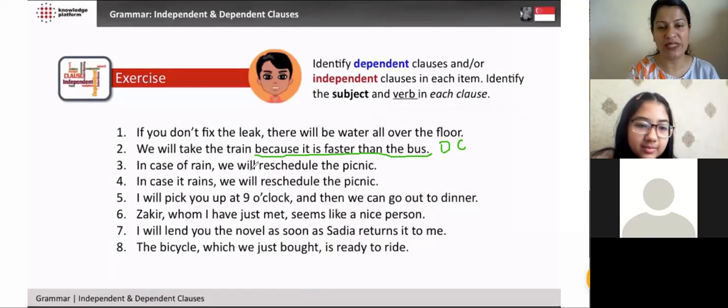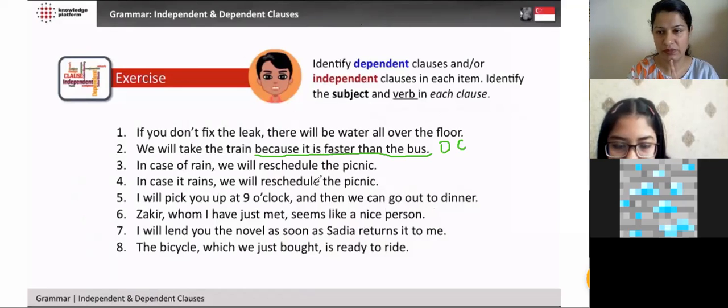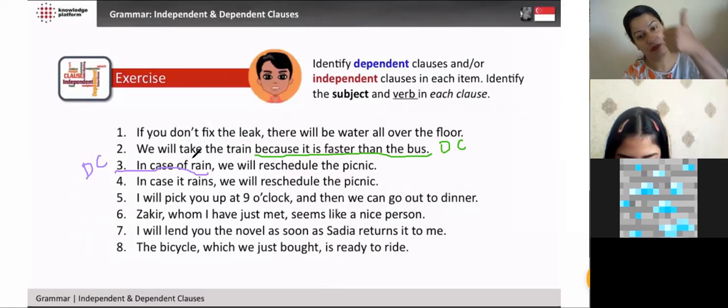In case of rain, we will reschedule the picnic. Hania, jaldi. Ma'am, can I answer? Abdullah, would you like to? Ma'am, in case of rain is dependent. Very good. In case of rain is dependent, and we will reschedule the picnic is independent. Very good.